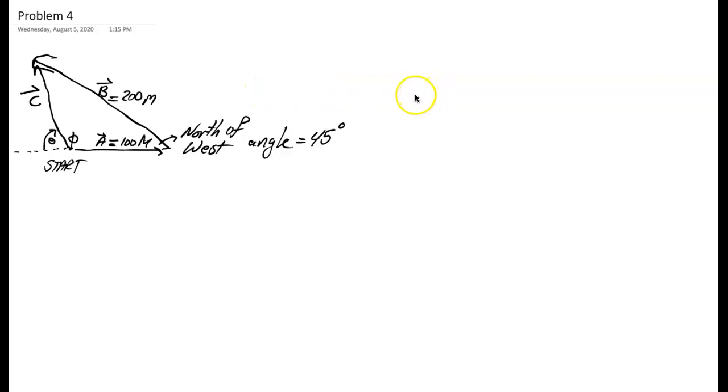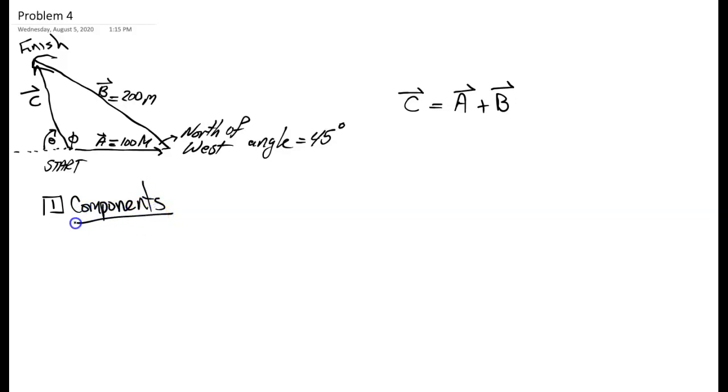The figure on the left gives you an idea of what the picture looks like, and we know that the vector C, the resultant from the start point to the finish point, is the vector sum of vector A and vector B. And we have two methods that we can use to find the answer to this problem. The first method we will talk about is using the components method. And this is something similar to what we just did in example 3.